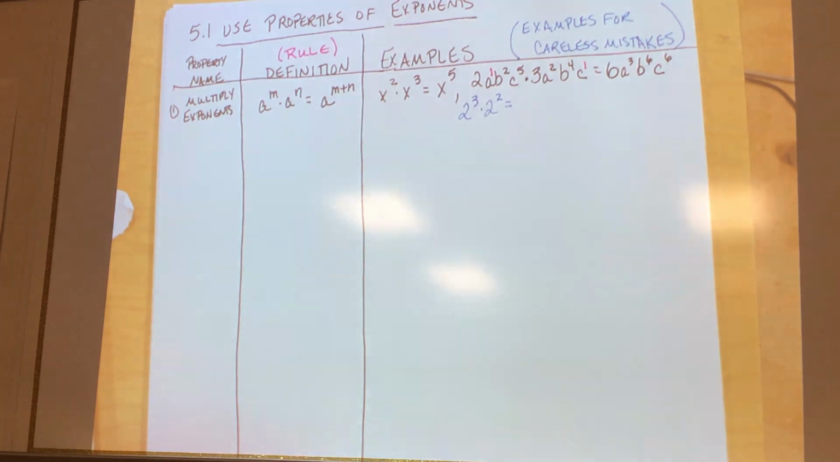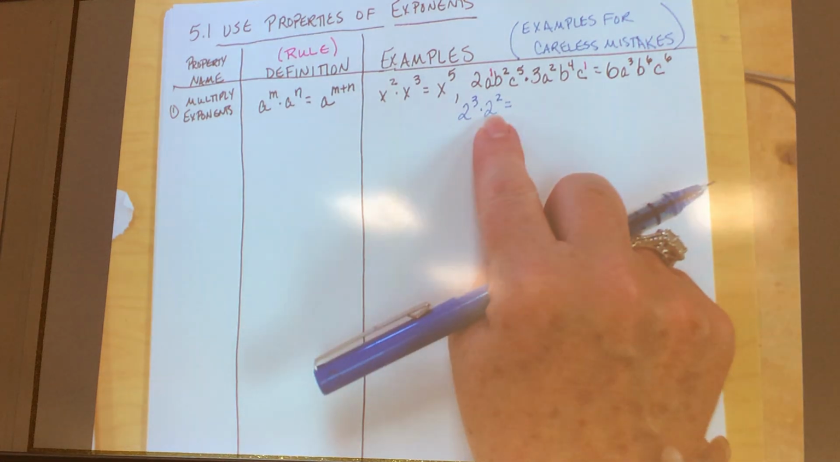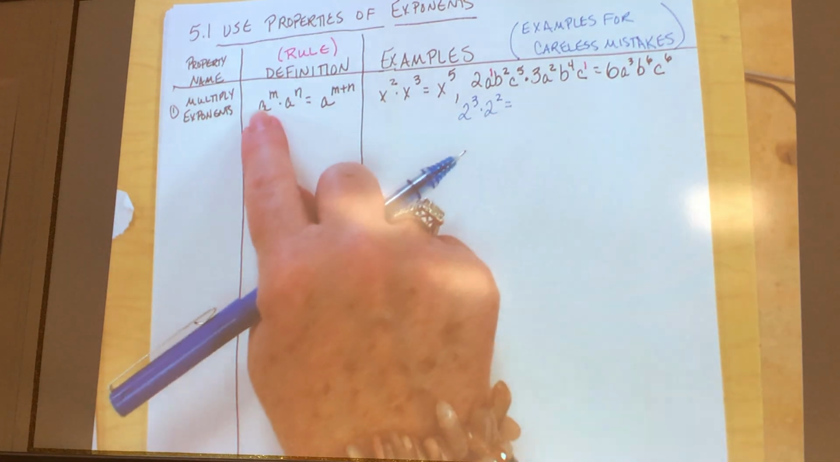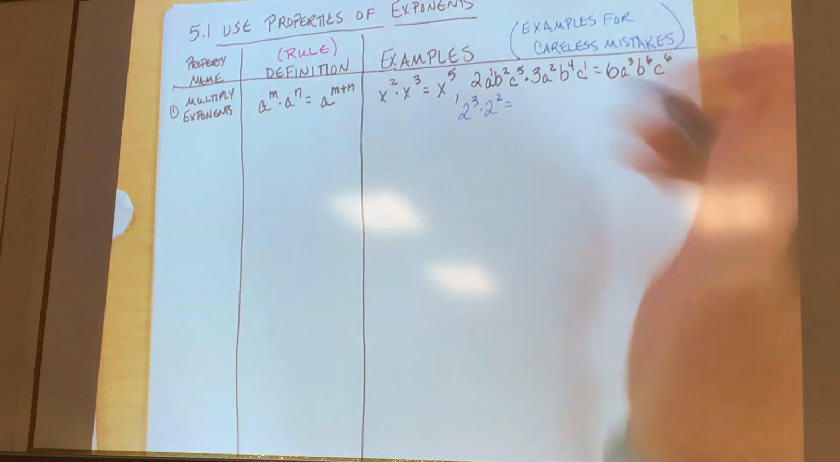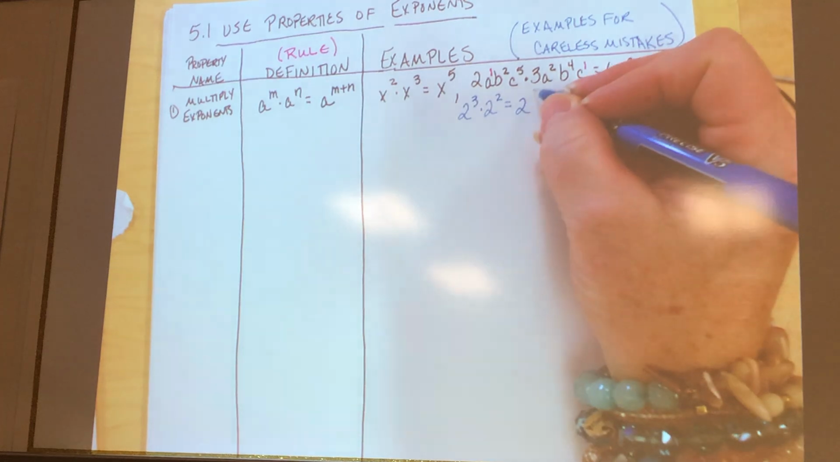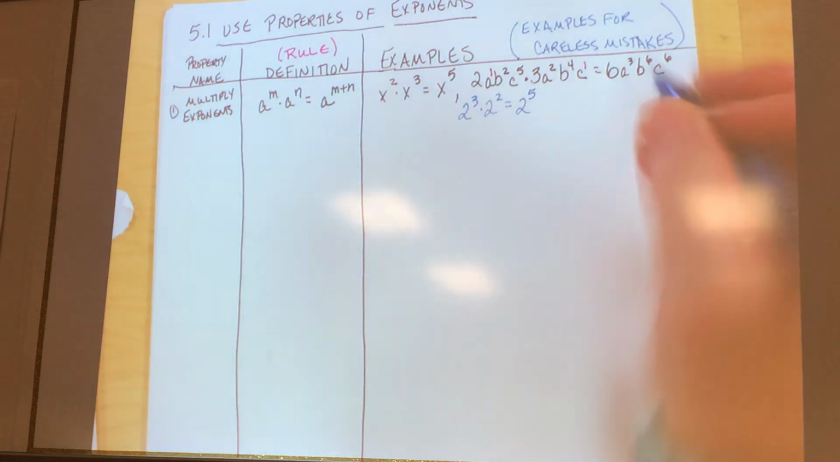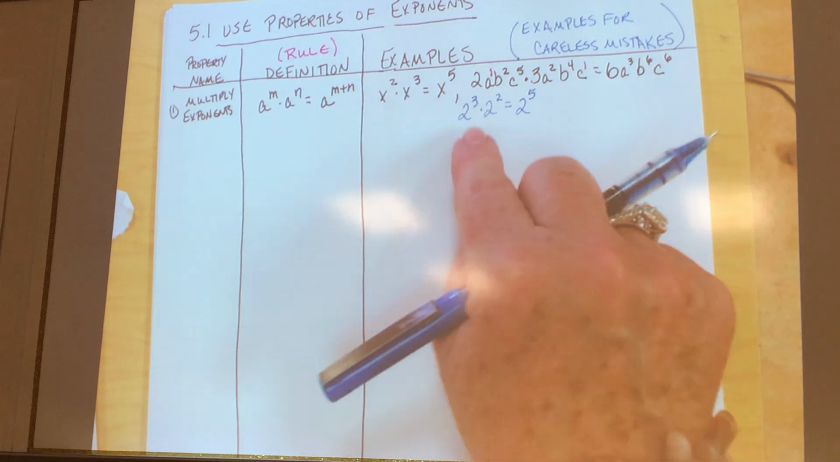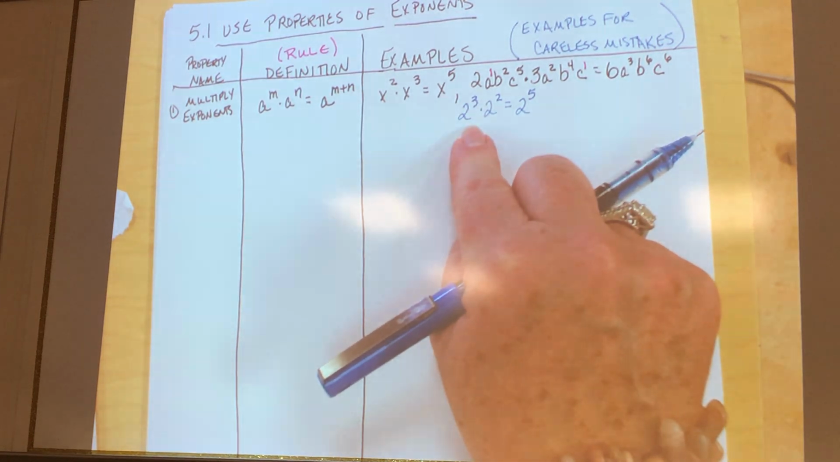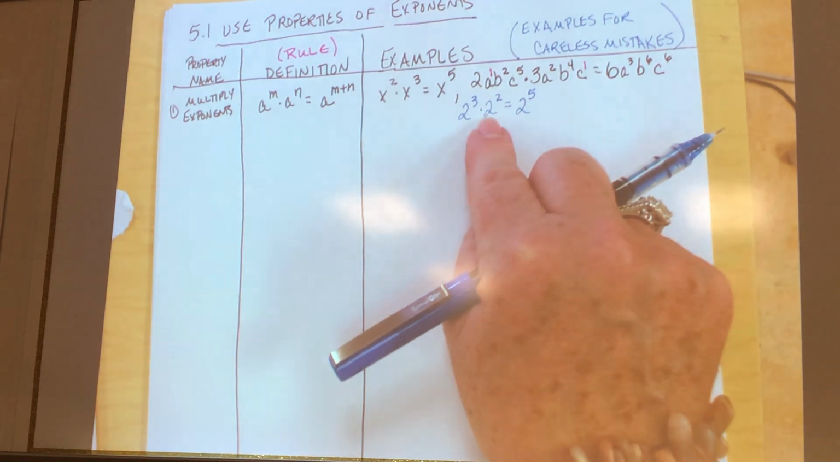What's the careless mistake? Yeah, to go 2 times 2 is 4. People, did they go a times a is a squared? No. Take the base and add the exponents. If I put a letter there, a variable, nobody ever makes the mistake. But as soon as I put a number there, they change all the rules. Don't change the rules, guys. Take the base and add your exponents.